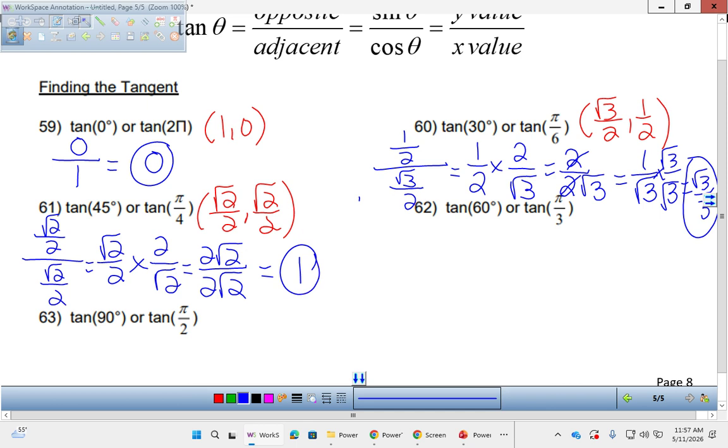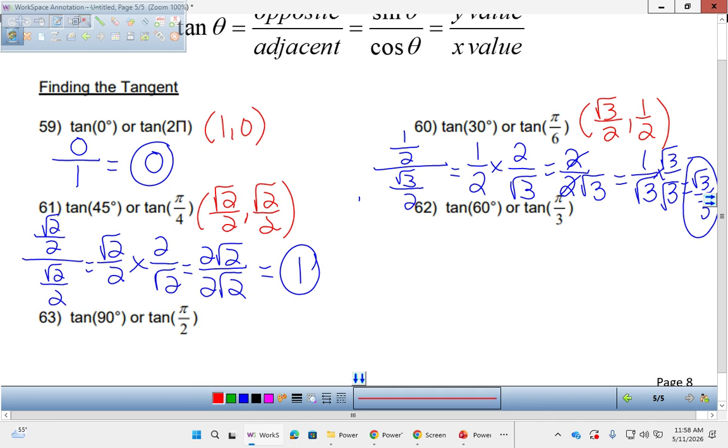That makes sense because the x and y values are the same. So I'm going to divide a number by its exact self. 5 divided by 5 is 1. 10 divided by 10 is 1. So root 2 divided by root 2 is also 1, even though it looks a little funkier. All right, so that's the tangent at 45 degrees. We're going to keep going around the circle.